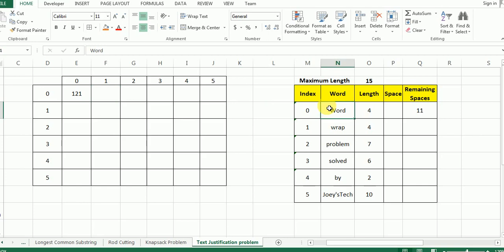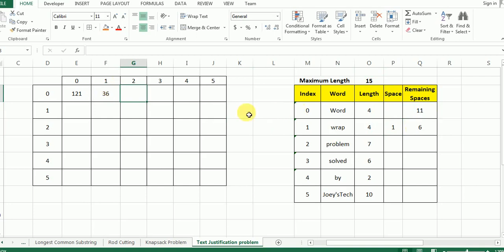Now let's move to this cell. So 0 to 1, that means word and wrap in one single line. Now the length is going to come out as 8, and there is going to be one space between them. So 8 plus 1, 9. 9 subtracted from 15 is going to give us the remaining spaces as 6. Now the square of 6 is what we are going to place here. So 36 is the value of this cell.